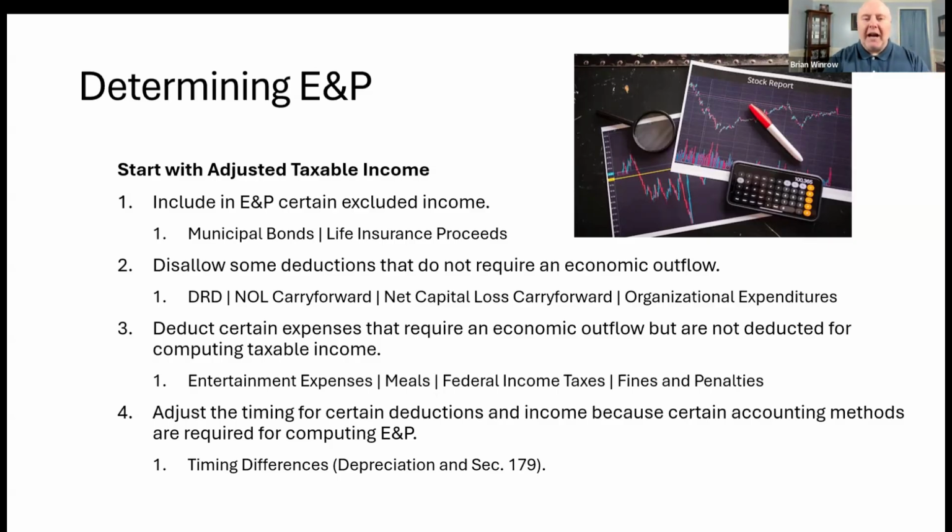So we have to subtract those out from our adjusted taxable income to better understand what our earnings and profits are. So that's why we're subtracting in three. We added in one and two, subtracted in three. Number four is a timing difference. It could be added, it could be subtracted.